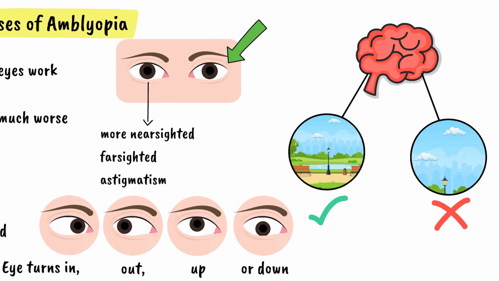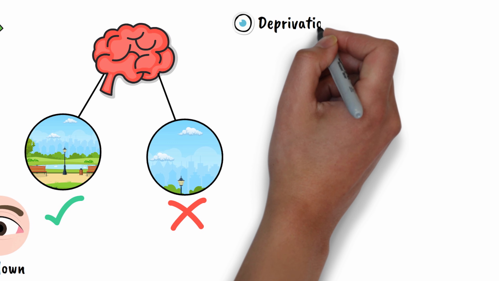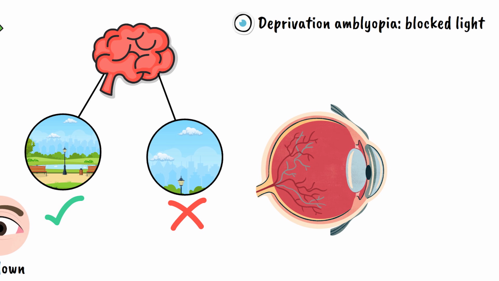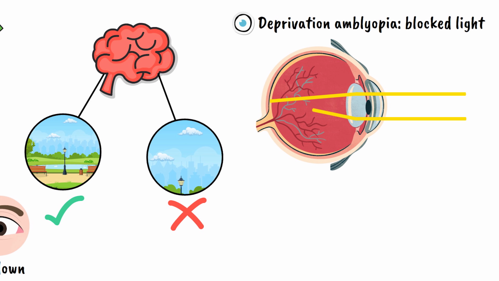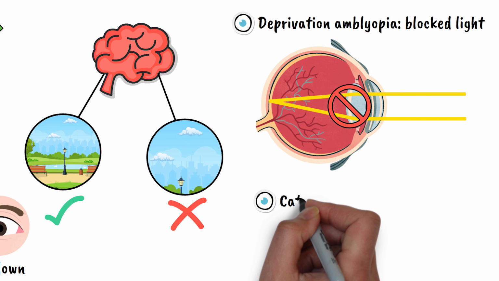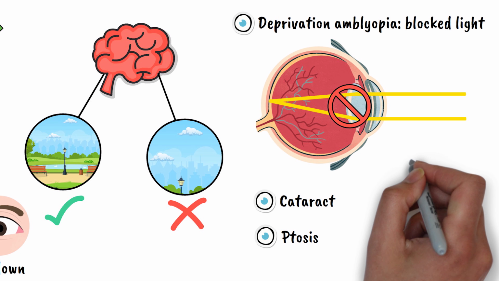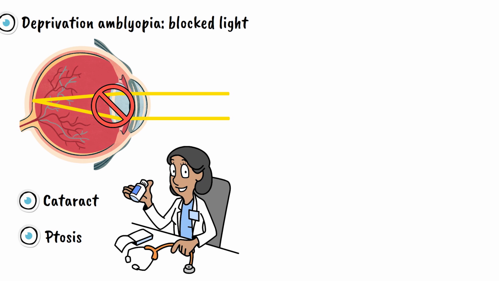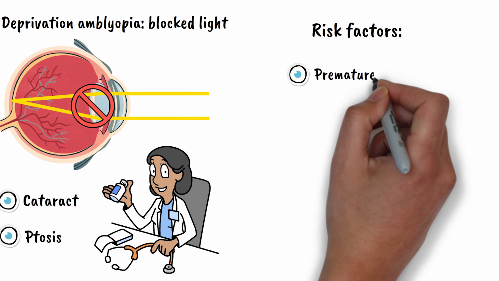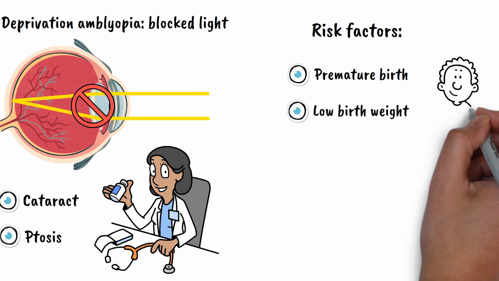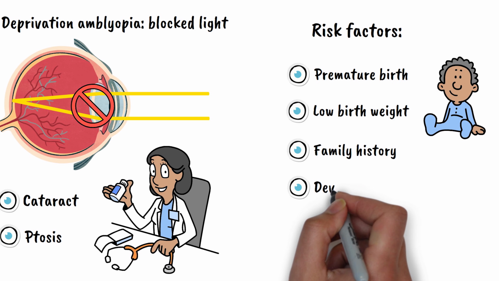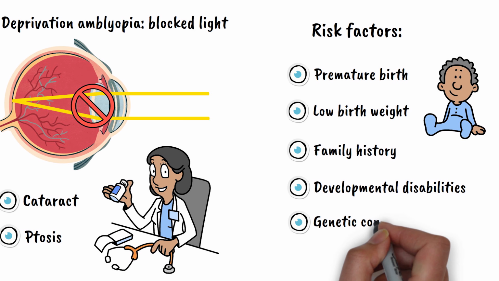The third cause is deprivation amblyopia. This happens when something blocks light from entering the eye. Examples include a cloudy area in the lens called a cataract or a droopy eyelid called ptosis. This type requires urgent treatment. Risk factors include being born prematurely, low birth weight, family history of lazy eye, developmental disabilities, or certain genetic conditions.